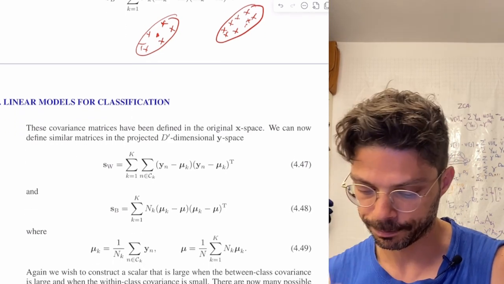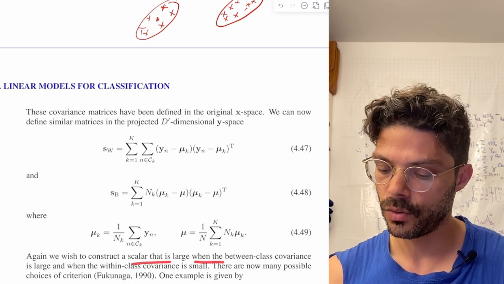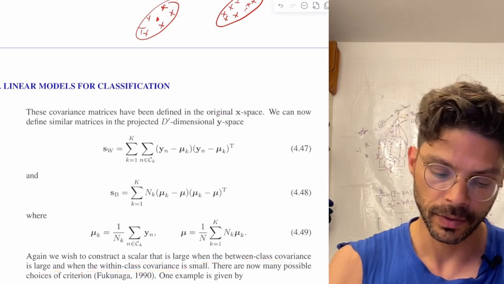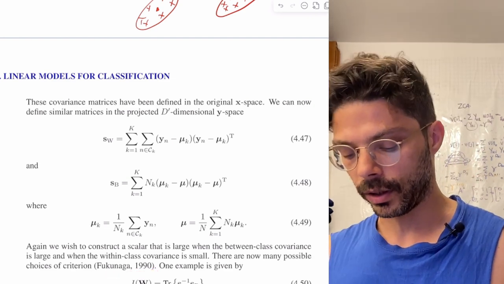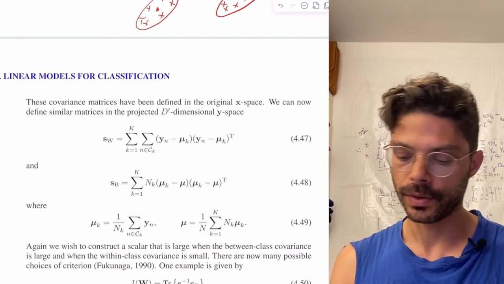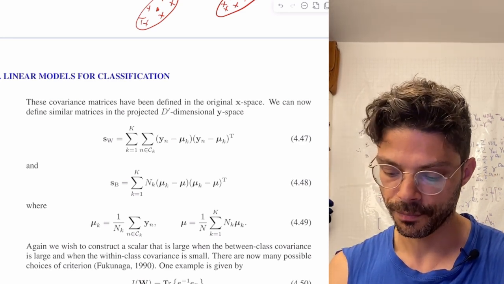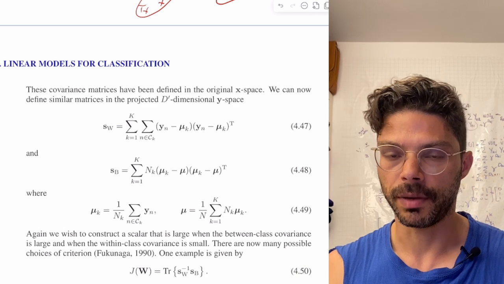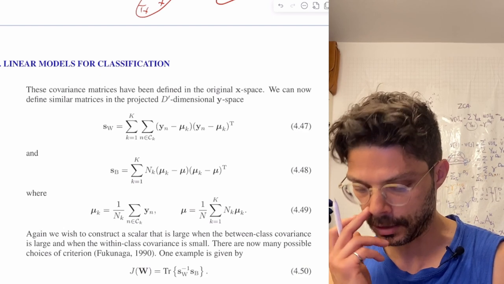Again, we wish to construct a scalar that is large when the between class covariance is large and when the within class covariance is small. If you read this Fukunaga reference, he does consider various ways of doing it. I think he considers what if you subtracted them, and there were some other options too. One picks among these options by a combination of what's easy to compute, what gives good answers, what's practical, etc.